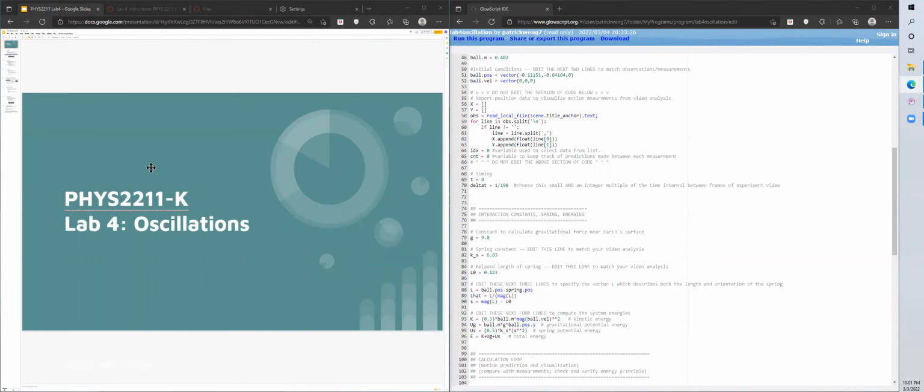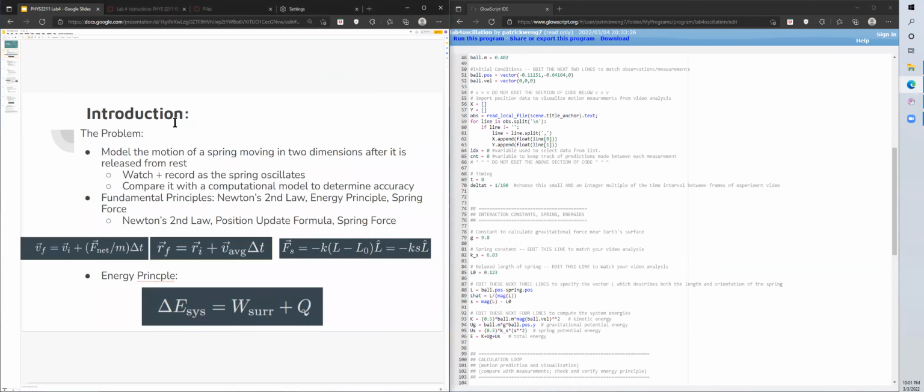Hello, this is my lab report for lab 4 for oscillations. So here's the problem. The problem is to model the motion of a spring moving in 2 dimensions after it is released from rest. We'll watch and record as the spring oscillates and compare the computational models to determine its accuracy. The fundamental principles are Newton's second law, the energy principle, and the spring force.